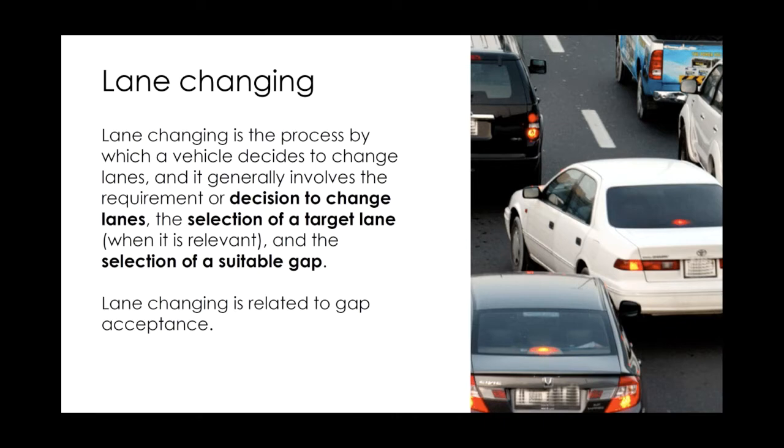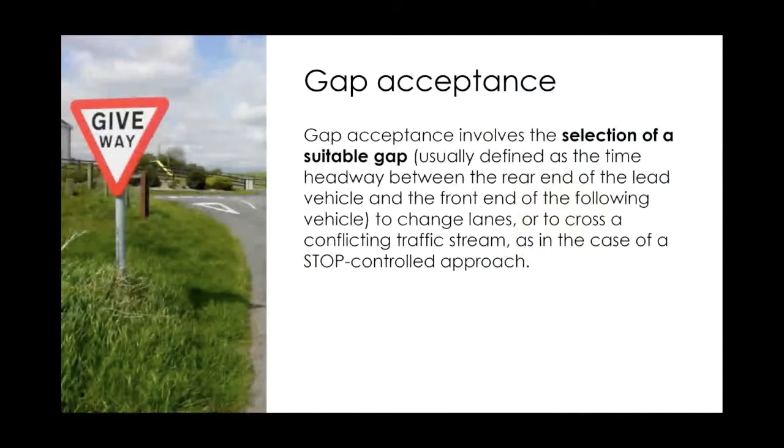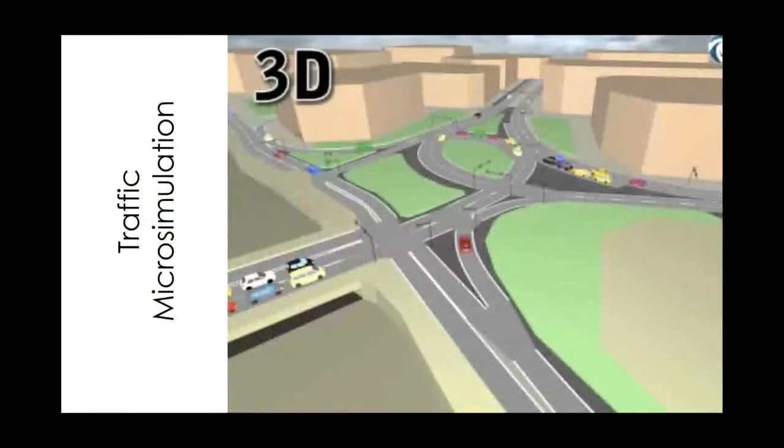And as I said, lane changing is directly related to gap acceptance, which involves the selection of a suitable gap. We usually define a suitable gap as the time headway between the rear end of the lead vehicle and the front end of the following vehicle, or to cross a conflicting stream. For example, at an intersection where you want to cross the traffic stream, if there's a stop controlled approach or a give-way approach, you look for a large enough or safe gap to be able to cross.